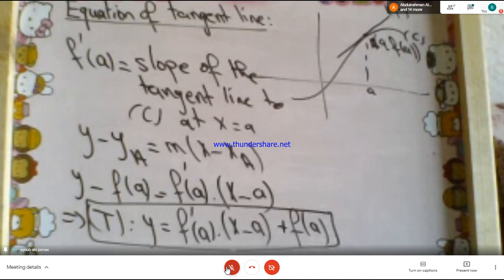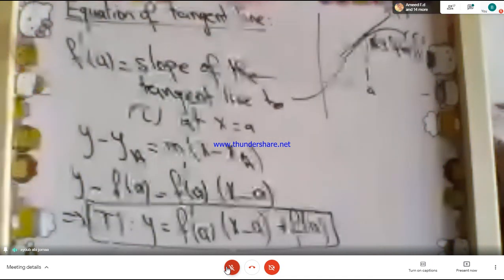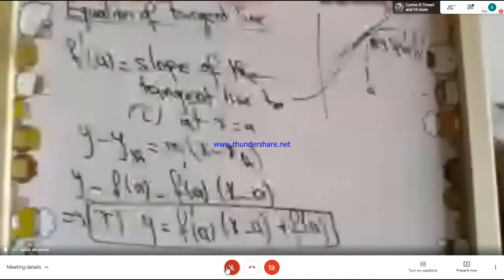استاذ f prime a شو هي؟ هلا بتشوف شيء. Derivative of the function at the given point. يعني derivative. هلا بنعطي example.